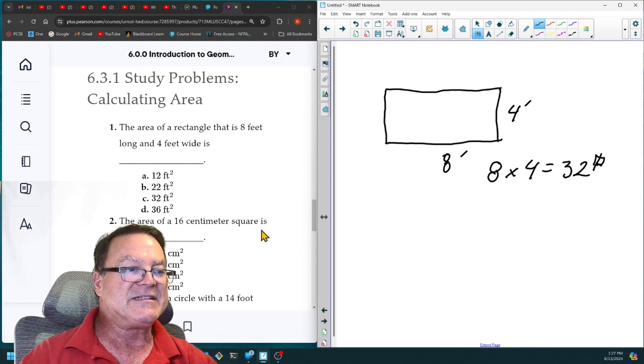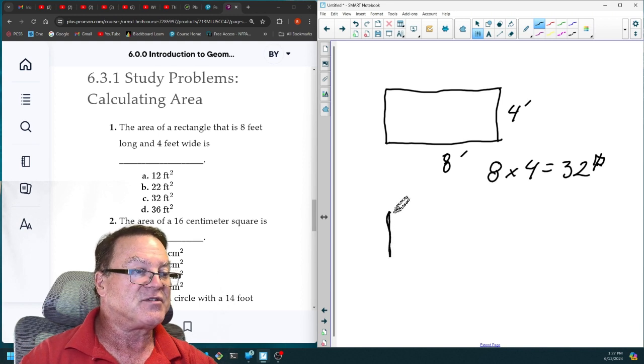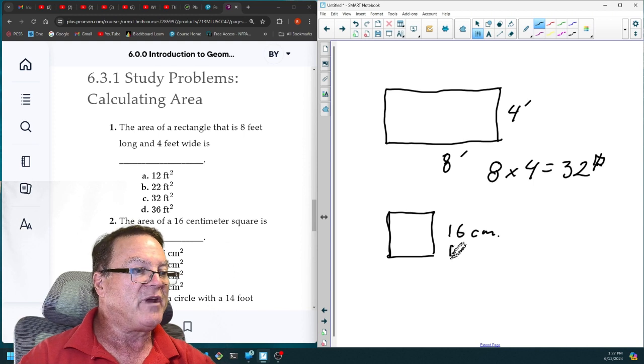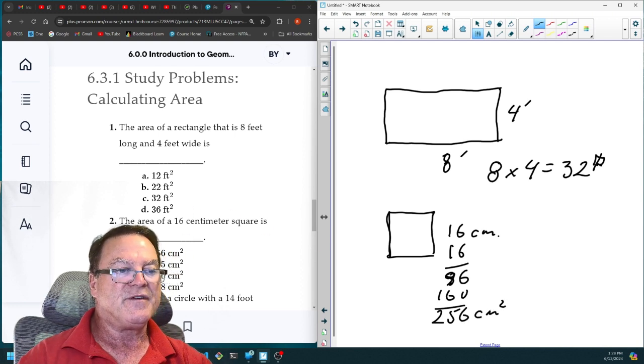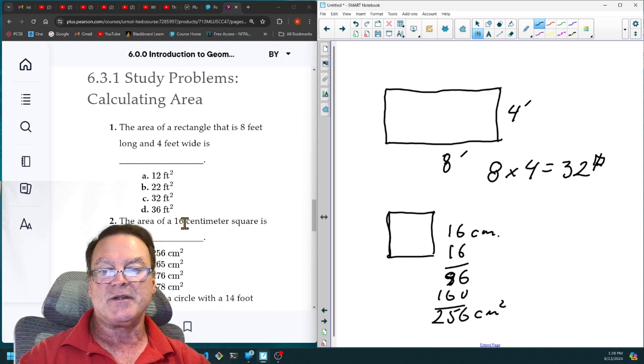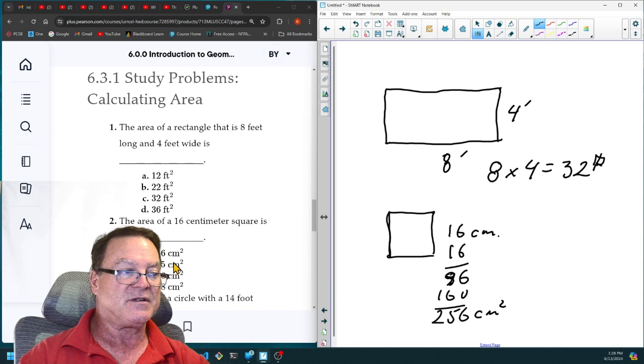The area of a 16 centimeter square is, I believe what they're saying is that it's a square that one side of the square equals 16 centimeters. So we would multiply 16 times 16, and we would get 96 and 160, so 256 centimeters squared. So we would have 256 centimeters squared. If we took 16 and squared it, 16 times 16 is 256. Okay.